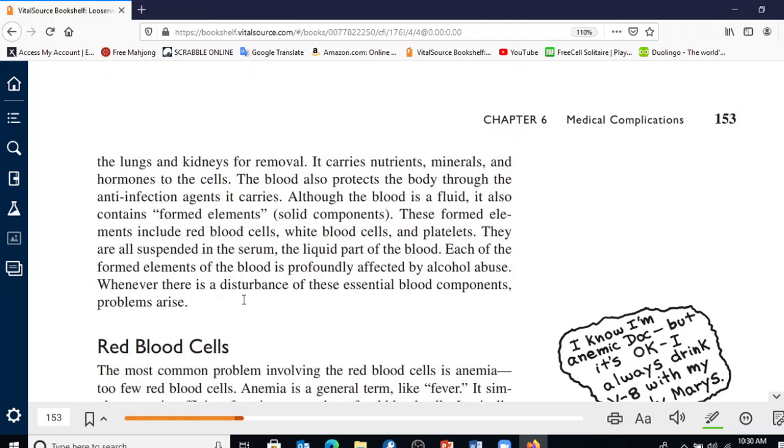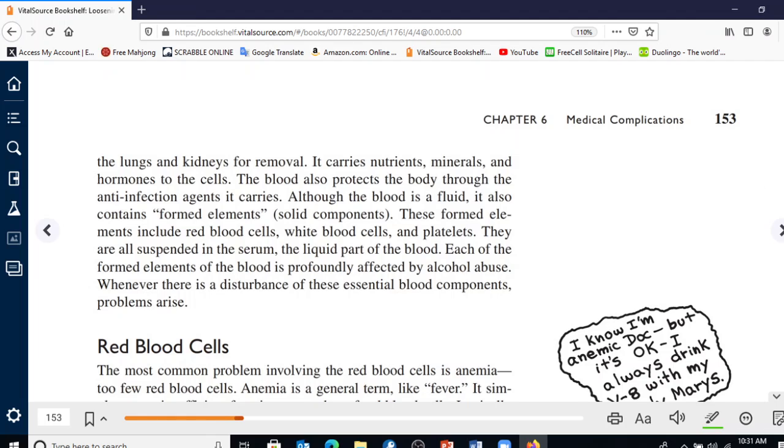And alcohol interferes with certain elements in chemotaxis, which is white cell mobilization. It interferes in the process of red cell manufacturing. It does a bunch of things. And formed elements of the blood are profoundly affected by alcohol abuse.